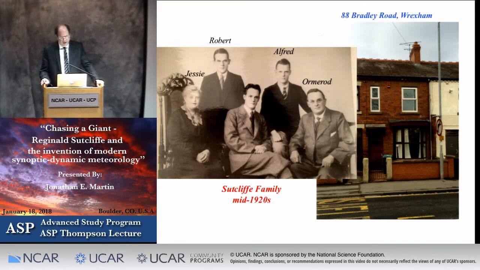But this is the Sutcliffe family in the 1920s. Reggie's in the middle there. He was the third of the three remaining sons. They actually, Ormerod, his father, and Jesse, his mother, had four boys.